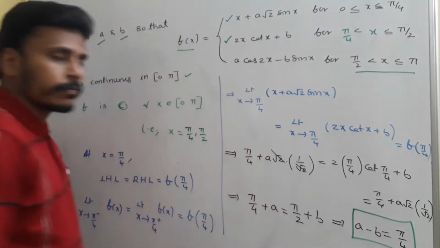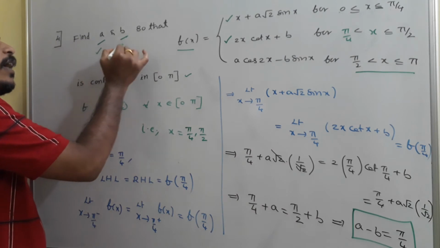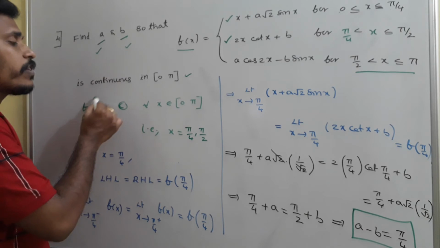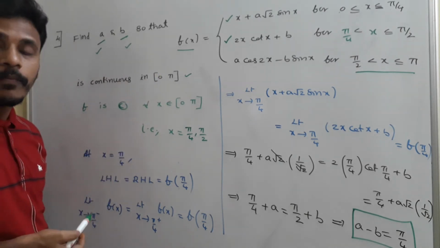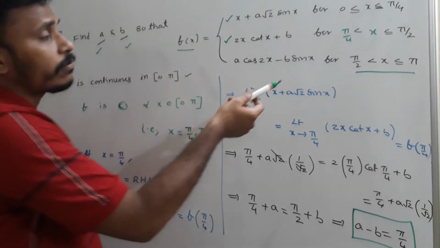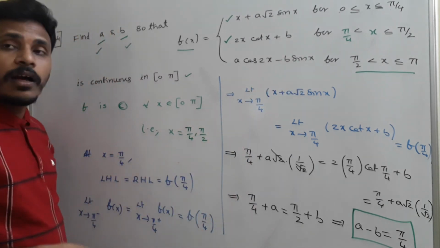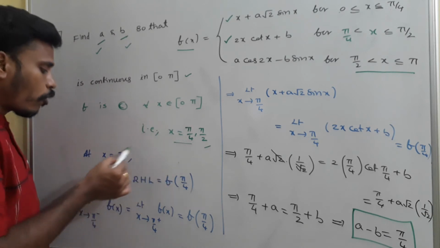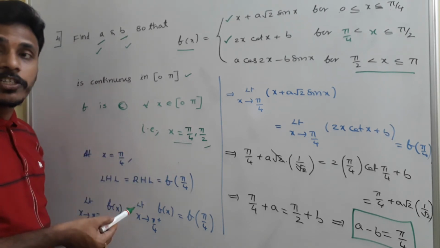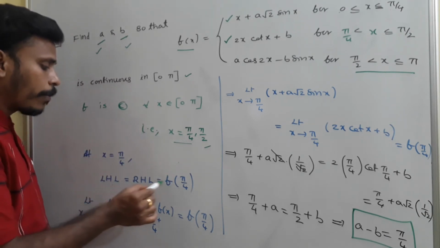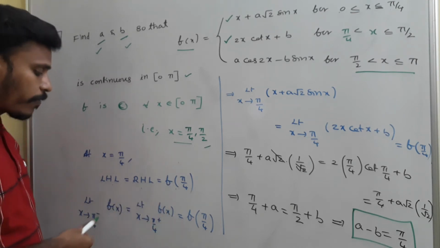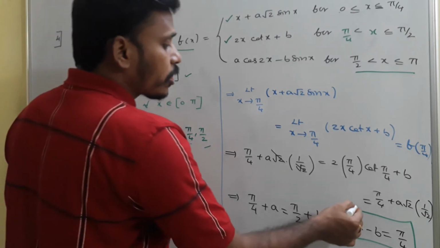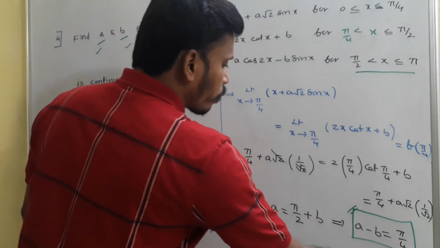You just note it. Our target is to find a and b if f is continuous in the interval 0 to pi. Since f is continuous in the interval 0 to pi, from the definition we need to check the continuity at the points pi by 4 and pi by 2. At pi by 4 the function is continuous, so left limit, right limit and function value are the same. When you equalize those three, you will get a relation on a and b: a minus b is equal to pi by 4.